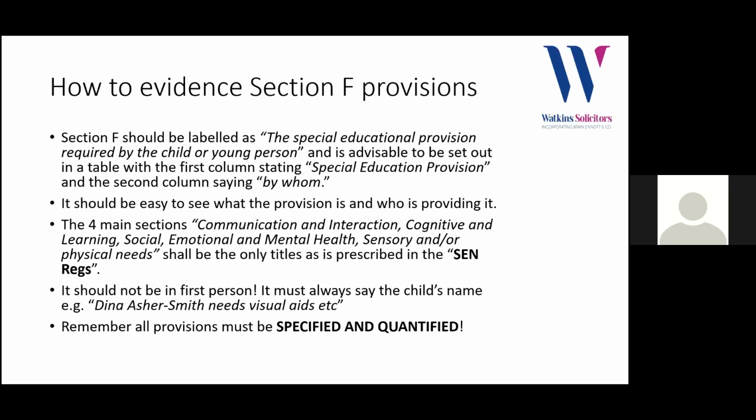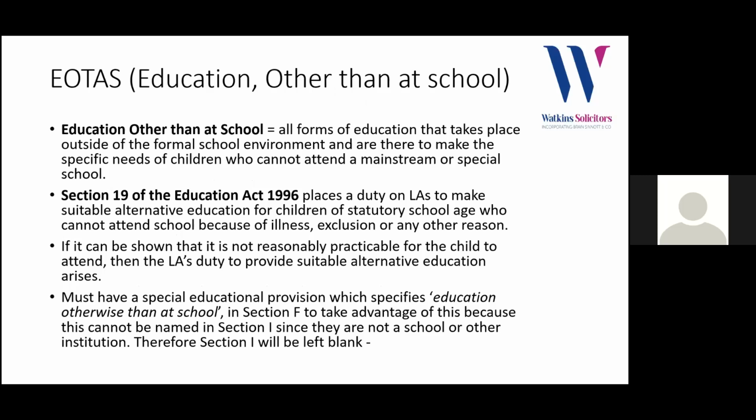I'm just going to deal briefly with education other than school. So basically, the local authority has a duty to make suitable alternative arrangements for children of statutory school age who cannot attend school because of illness, exclusion, or any other reason. If it can be shown that it is not reasonably practical for a child to attend, the local authority's duty to provide suitable alternative education arises.